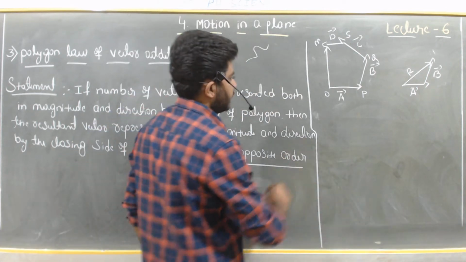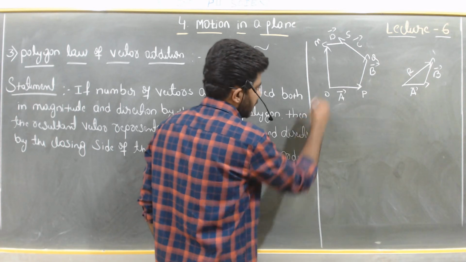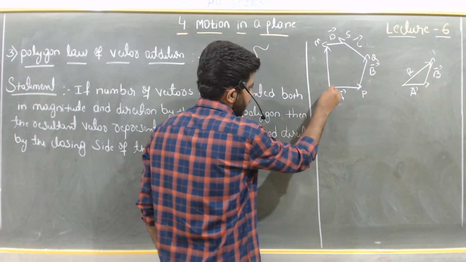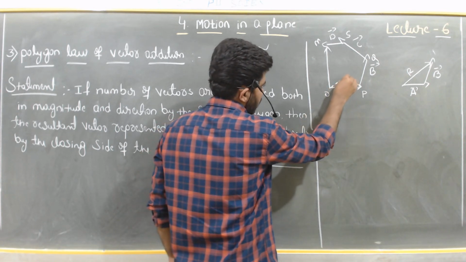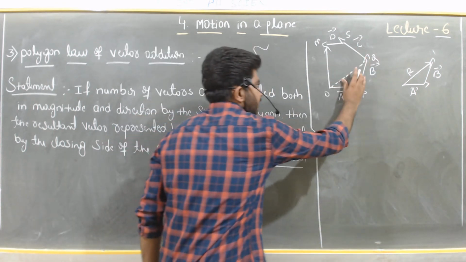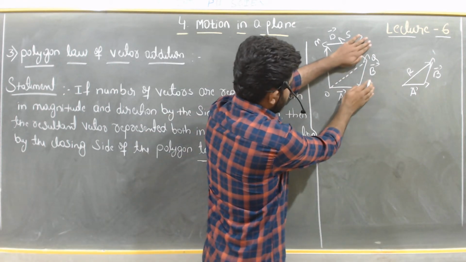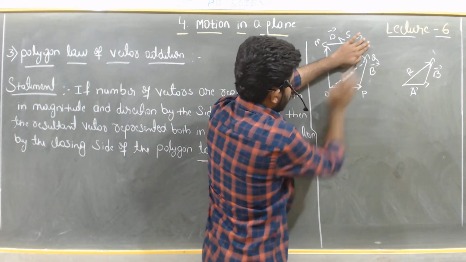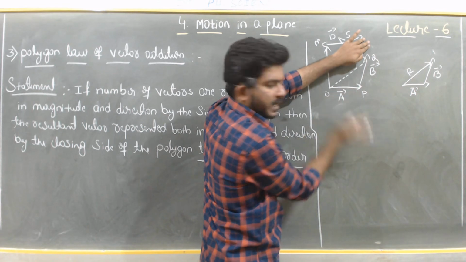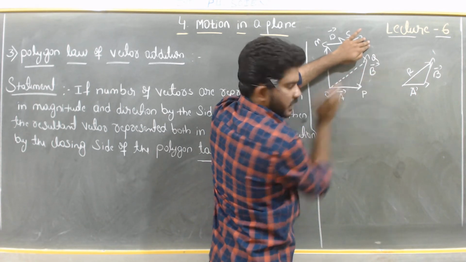So now I need to have the resultant of these two vectors. For that purpose I have to draw one side, right? I am going to draw one side. So this side gives what? The resultant. Only focus on OPQ. OPQ is like a triangle. On both sides we have vector A and vector B.